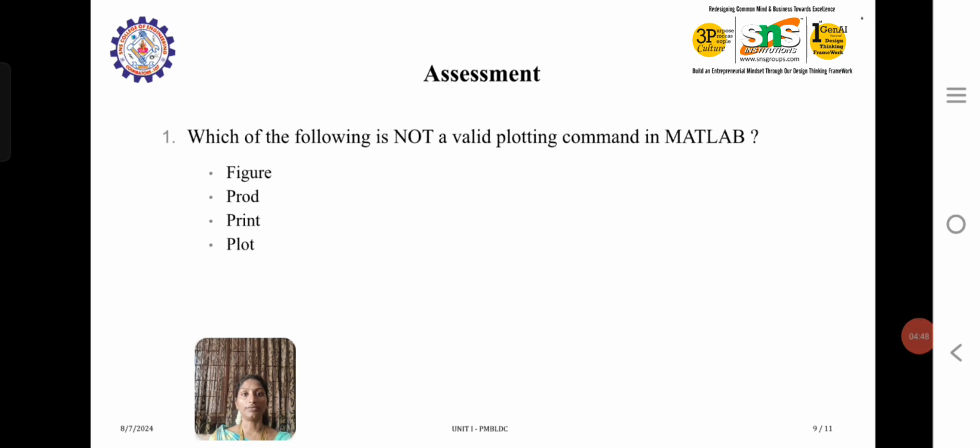Which of the following is not a valid plotting command in MATLAB? In MATLAB we have many commands like figure, print, plot. Plotting is marking the values with the x-axis and y-axis. The print option is there, and the figure option opens a new tab for the figure, whereas we do not have any option called prod. So that is the answer here. Which of the following is not a valid plotting command? It is prod, the second option.